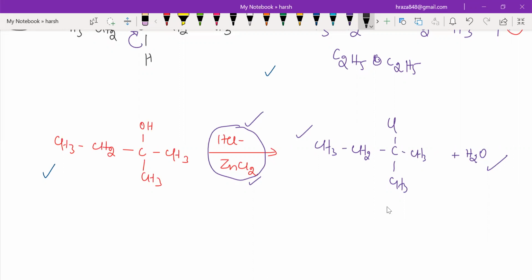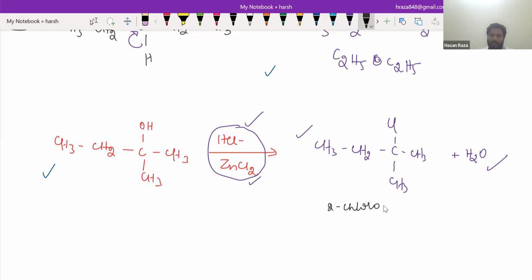Sir, is it 2-chloropropane? No, it's not right. Can you tell me what this prop means? How many carbons? 3 carbons. How many carbons in the parent chain? Butane, it's 4. Sorry, total carbon in the compound, can you count it?